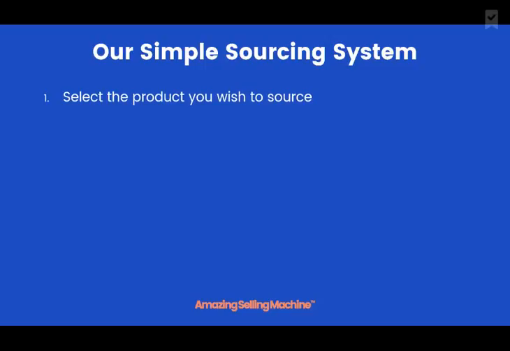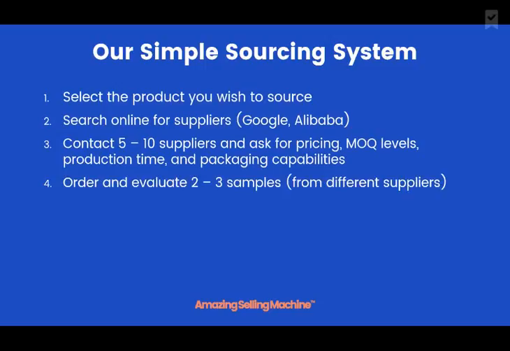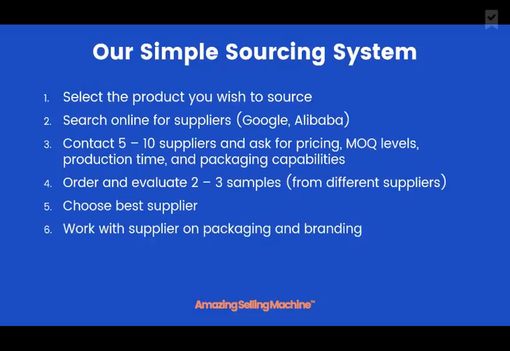You select the product that you wish to source. You search online for suppliers, either Google or Alibaba. You contact 5 to 10 suppliers and ask for certain things such as pricing, MOQ levels, production time, and packaging capabilities, and we'll tell you exactly what to ask for in the upcoming lessons. You then order and evaluate 2 to 3 samples from different suppliers. You choose the best supplier based upon the product quality and the price and the other things that we asked for earlier. Then you work with the supplier on packaging and branding. And finally, you place your inventory order.